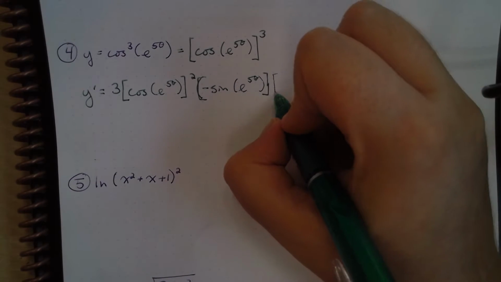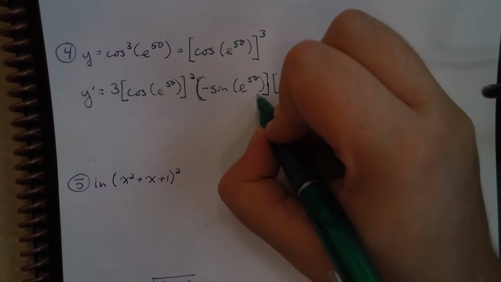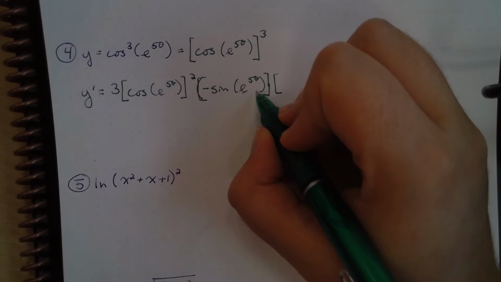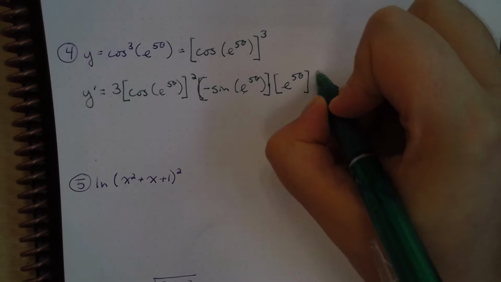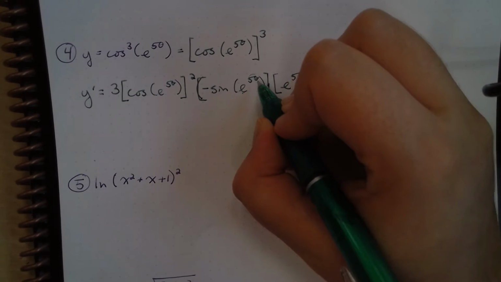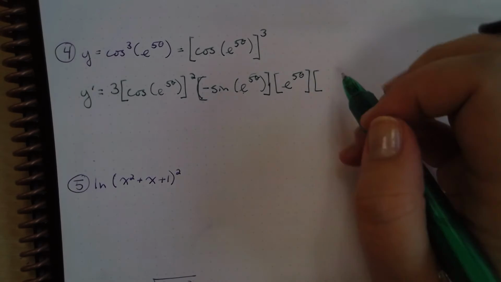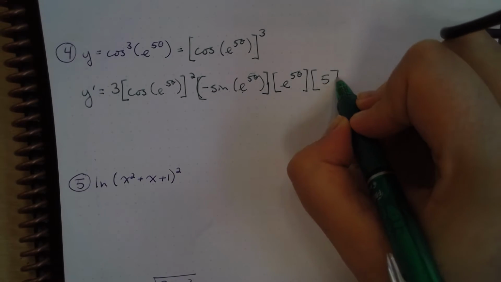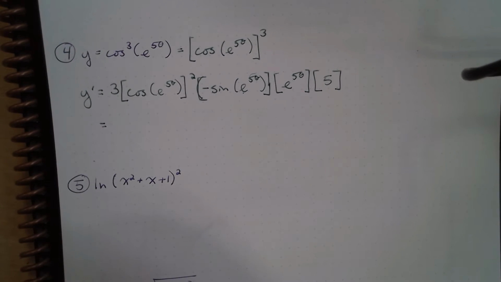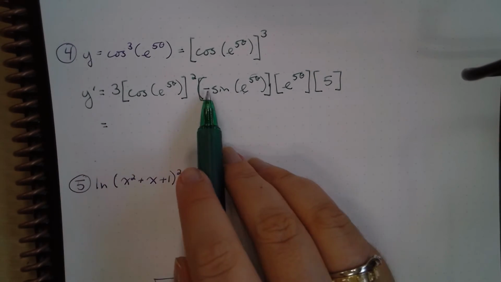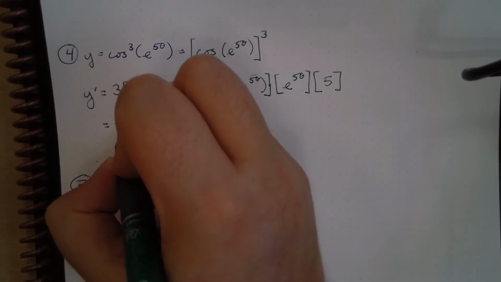I should have used the same brackets there, but anyway. Times, I need to take the derivative of what's here. Well, the derivative of e to the 5 theta power is just e to the 5 theta power times the derivative of that exponent, right? The derivative of that exponent is 5. I really expanded that one out quite a lot, but hopefully it makes sense to you here.